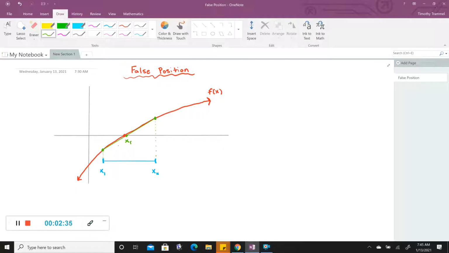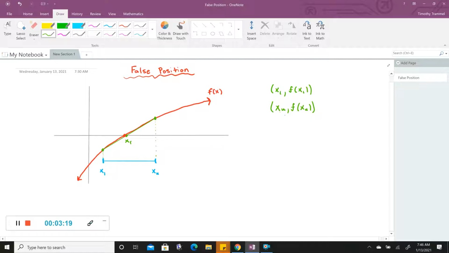Now, next, the question is, well, how do you actually come up with x sub r? We see it geometrically. We need to know how to find this algebraically so that we can code this. Okay. Well, let's first try and come up with the equation of this green line here. So I want you to first note that one of the points on that green line is x sub l, comma, f of x sub l. And the other point, this one here, is going to be x upper, comma, f of x upper.